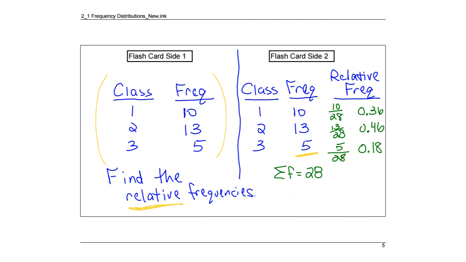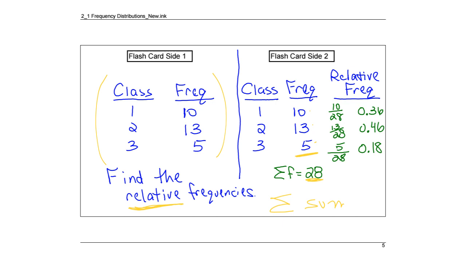So this sigma, I'm not sure we've looked at that yet. That means sum, and that means we're just going to add up all the frequencies. It is a capital sigma. It's a Greek letter, and it just means to add everything up. So if we add 10 and 13 and 5, we get 28. That's our total. Because remember, relative frequency has to be the piece over the total.